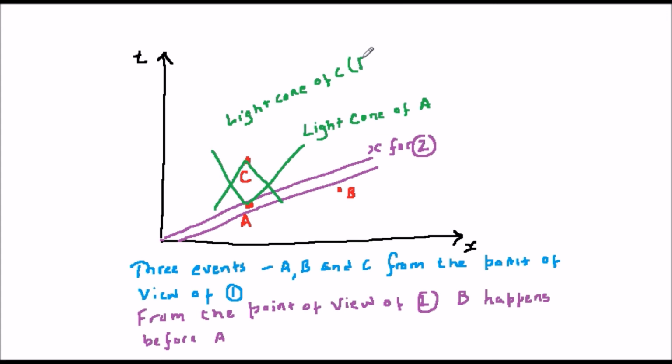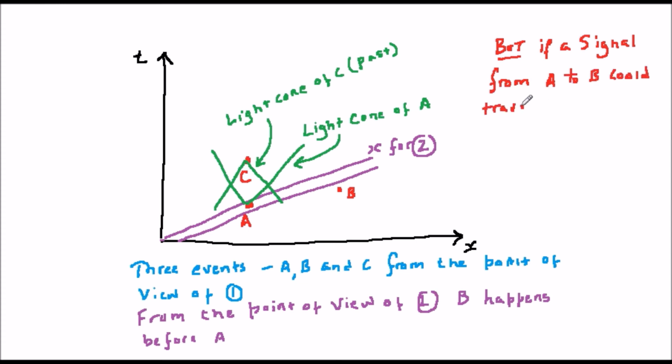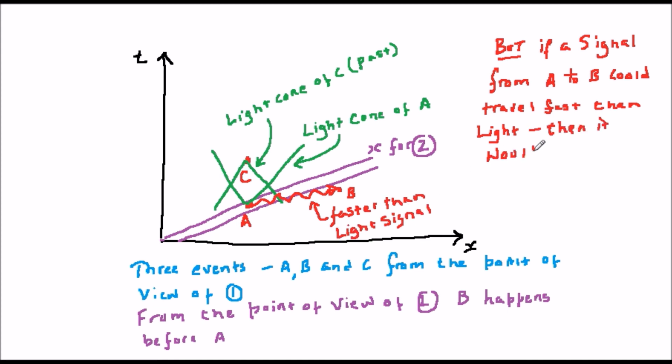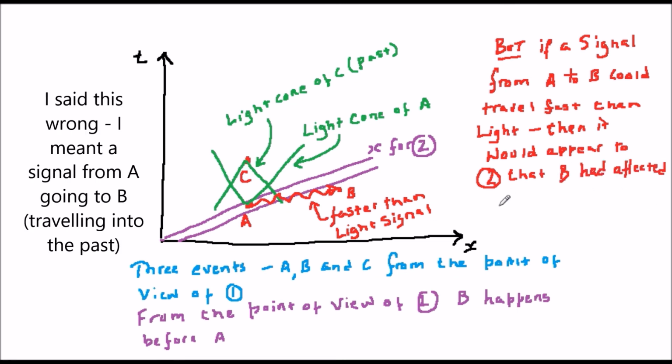The fact that observer 1 and observer 2 disagree about the point B, one of them saying that it occurs after A and the other one saying that it occurs before A, is not really a problem because different observers observe things at different times. However, it becomes a problem if we allow a signal to travel faster than light. If a signal could travel faster than light between A and B, then observer 2 would see B causing event A. Time would appear to be running backwards, and causality would not be valid.